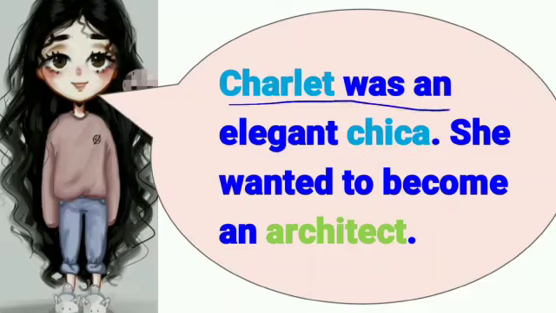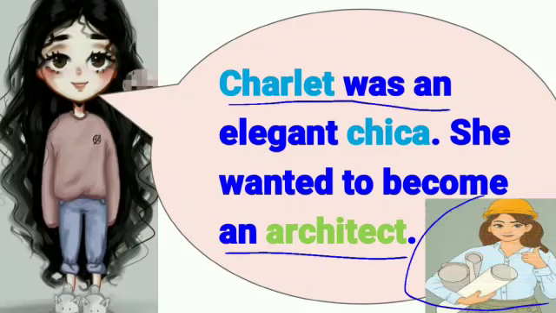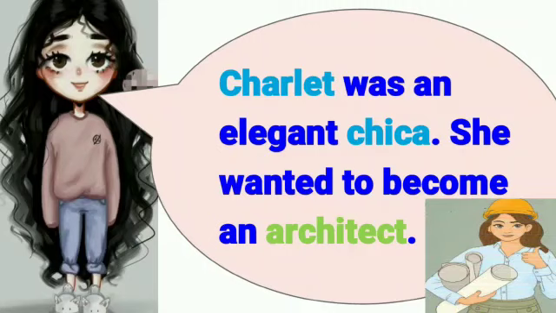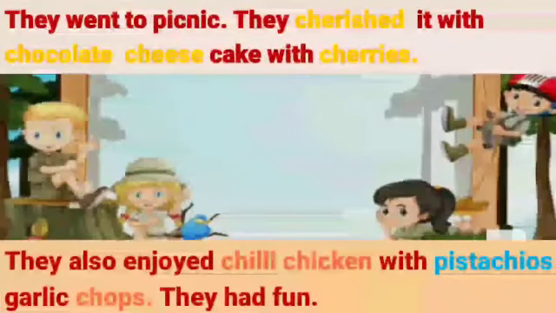Okay, Charlotte was an elegant chica. She wanted to become an architect. Yes, she was an elegant chica and she wanted to become an architect. So what will happen next?